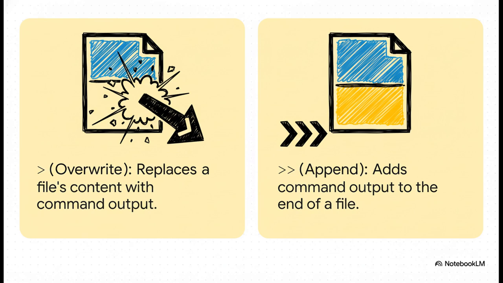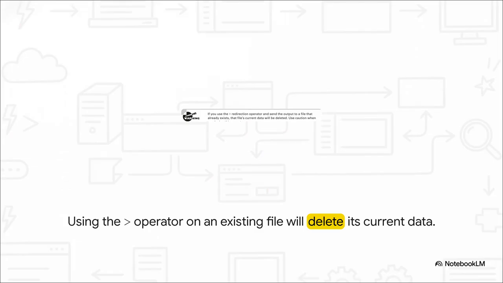The double greater than sign is usually a bit safer. It appends the output, adding it to the very end of the file without deleting what's already there. And I really can't stress this enough. Using a single greater than sign on a file that already exists is a destructive move. The original data in that file will be gone. Poof. So just always double check that you really mean to overwrite it before you hit enter.